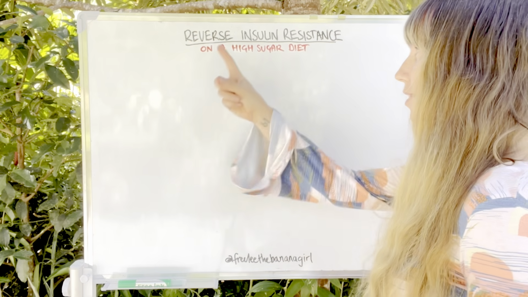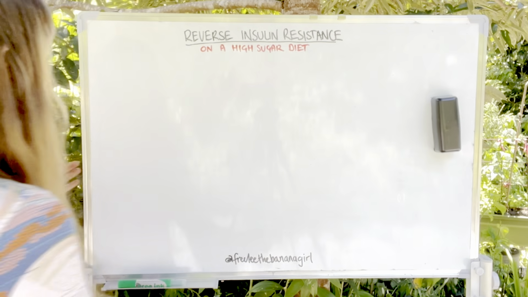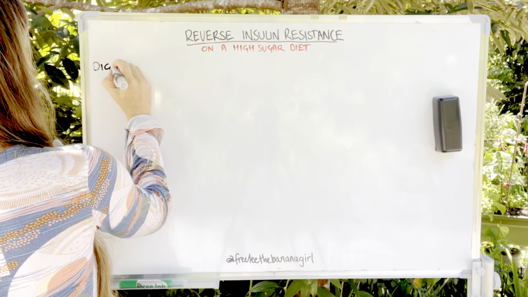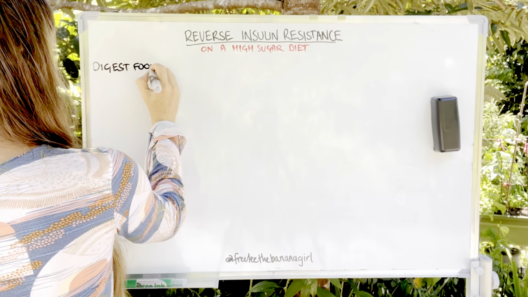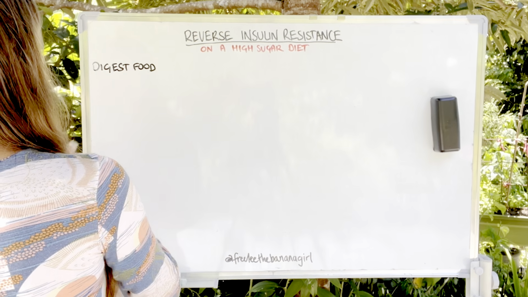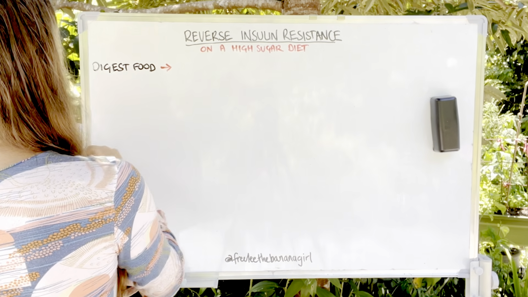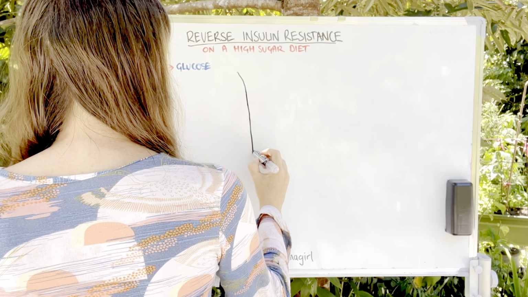Did you know that you can actually reverse insulin resistance on a high sugar diet? I'm going to show you how. But firstly, you have to understand what insulin resistance is. So when you digest food, it turns into glucose, that wonderful sweet glucose. That's the first thing you need to understand. And then that glucose goes into your bloodstream.